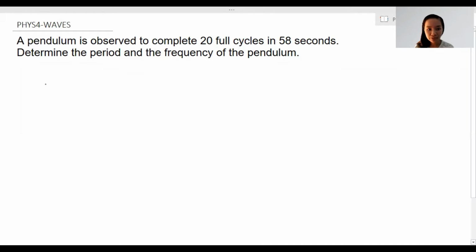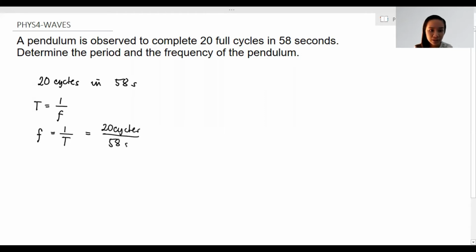Okay, so I'll write first the given. I have here 20 cycles in 58 seconds. To solve for the period, it's 1 over f, or 1 over frequency. And to solve for the frequency, that's 1 over T. So in this case, we can first determine the frequency by dividing 20 cycles by 58 seconds.